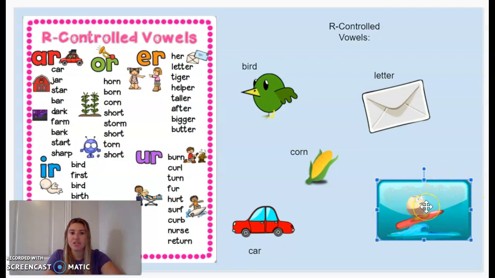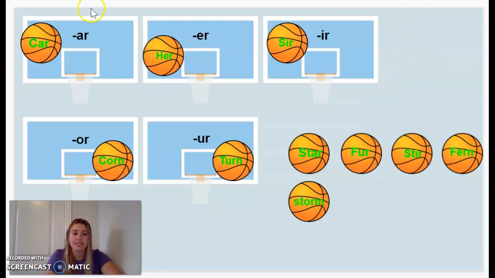And what about this picture over here? Yes, way to go. It is a surf. This guy is a surfer. He is also surfing. Surfing would be under what category? That's right, UR. Okay, now we're going to go to our next activity.